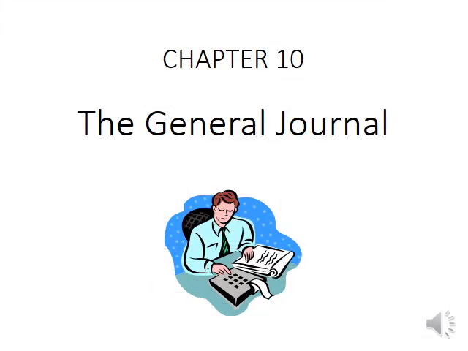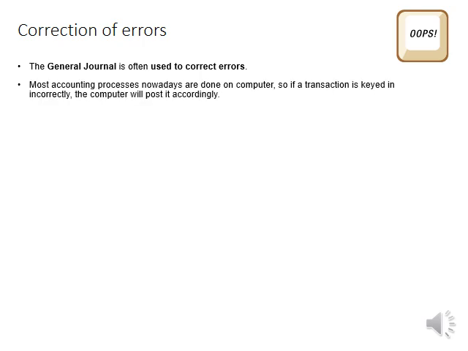Good morning. This is an extension of the previous lesson, still entries that are recorded in the General Journal. We also use the General Journal for the correction of errors. The General Journal is the only way that we can correct errors that do not fit in the other journals. Most accounting processes nowadays are done on computers, so if a transaction is keyed in incorrectly, the computer will post it accordingly. The way to correct such errors will be with an entry in the General Journal.